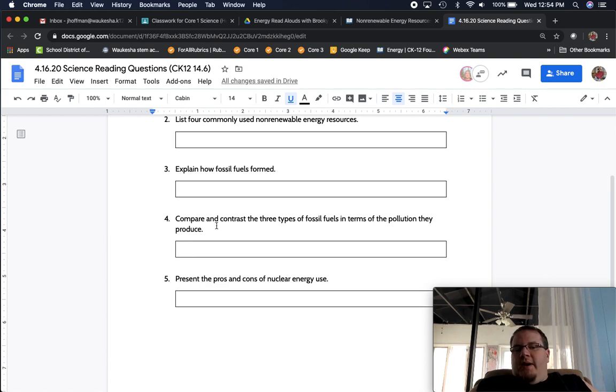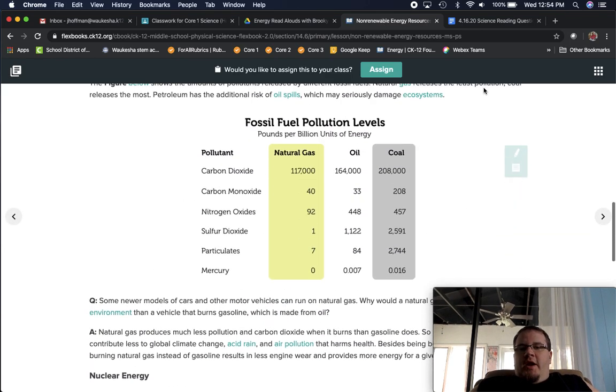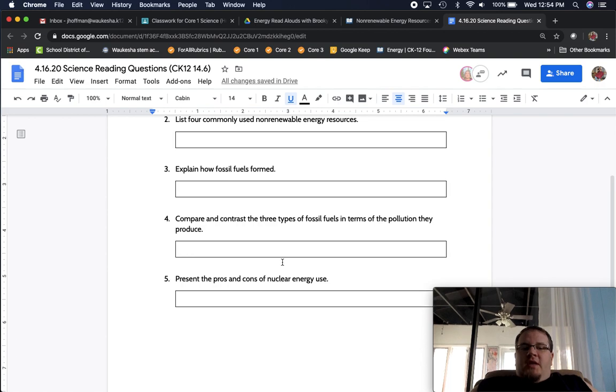When we talk about compare and contrast, tell me what are those things that separate our fossil fuel types. That chart we just talked about would be a great resource for you. Also think about pros and cons of our nuclear energy use, which was the last section of our reading. So today, the only thing I need you to do is to go through the reading, and once you've completed it, answer these 5 questions.